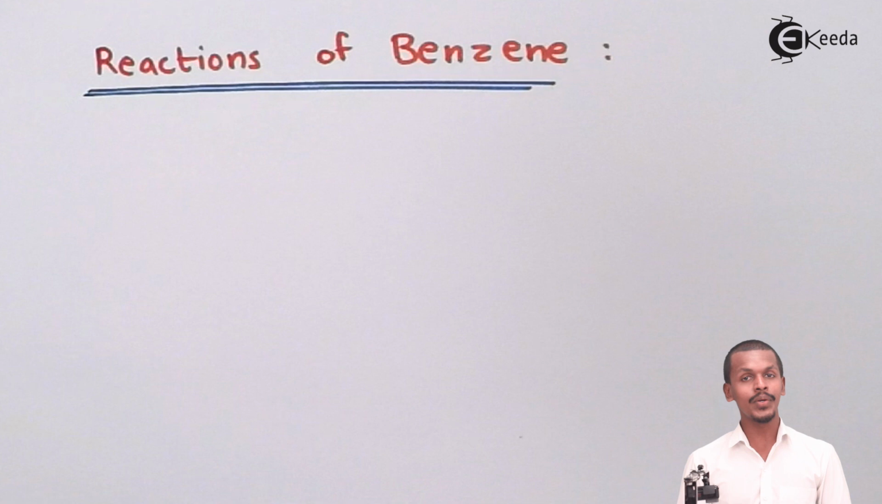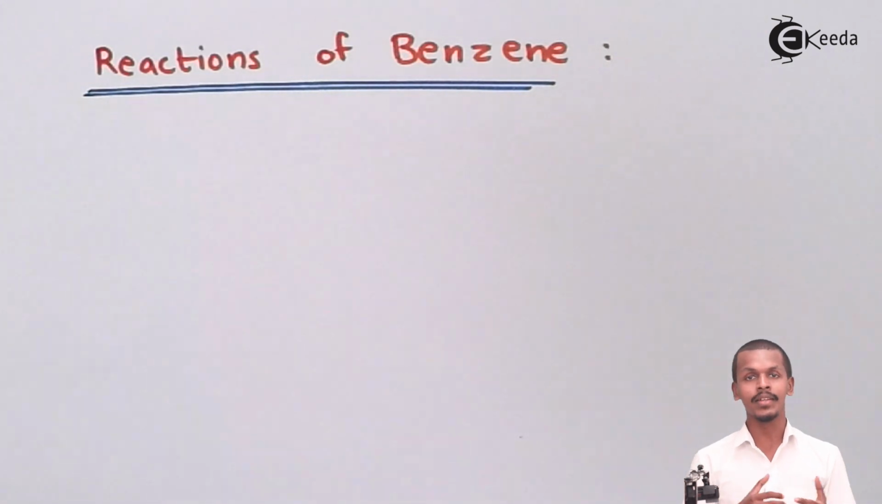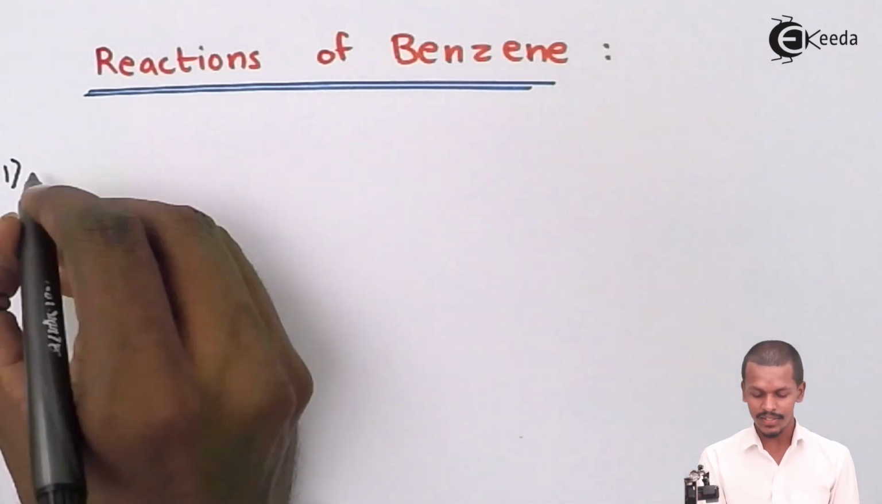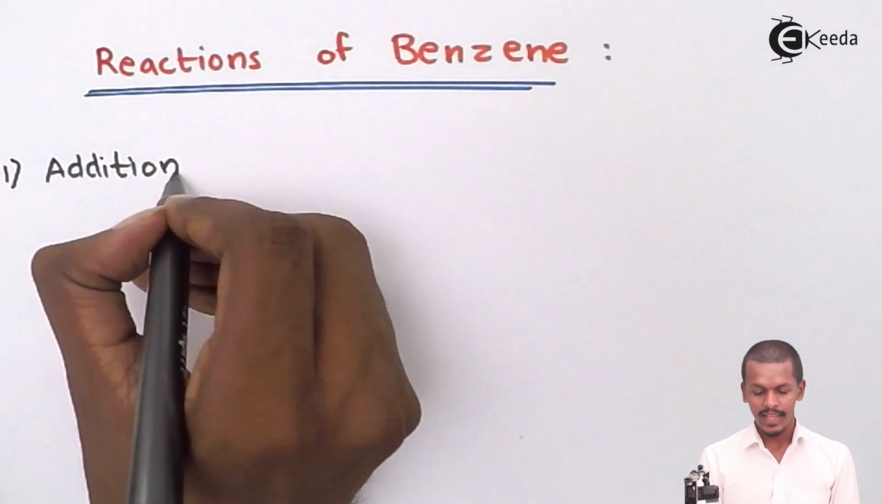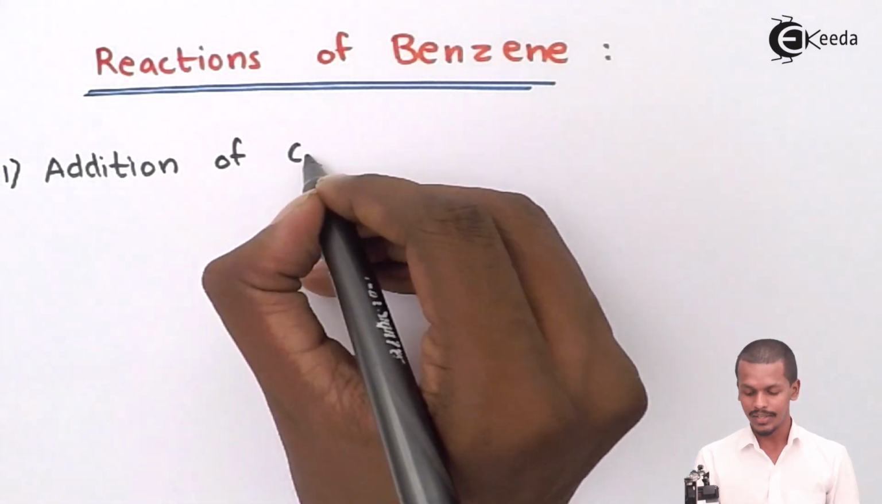In this topic we are going to discuss a few reactions that are observed with benzene, and what those reactions are. Let us talk about that. Starting with the first one, that is chlorine.